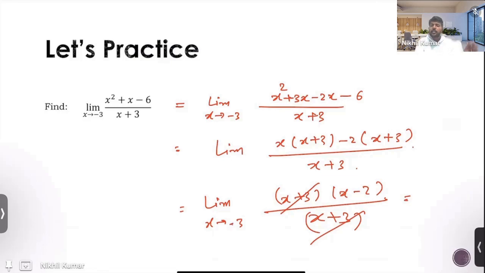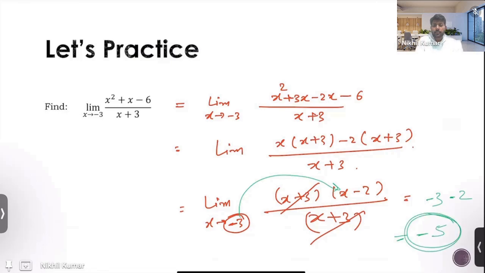Now what you do is direct substitution. So put minus 3 in place of x. Minus 3 minus 2, that means minus 5. That's our answer, minus 5. Till now, we saw two techniques. First one was direct substitution, the second one was factorization. And finally, of course, you have to do direct substitution.